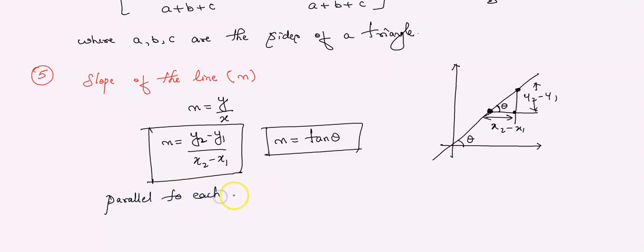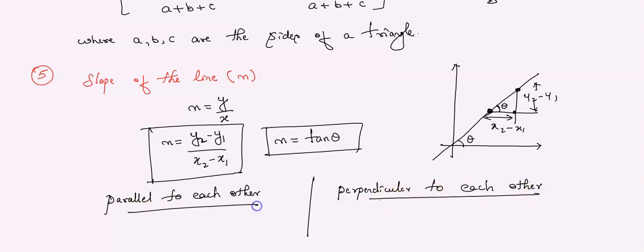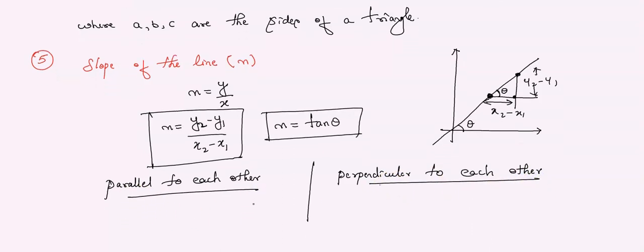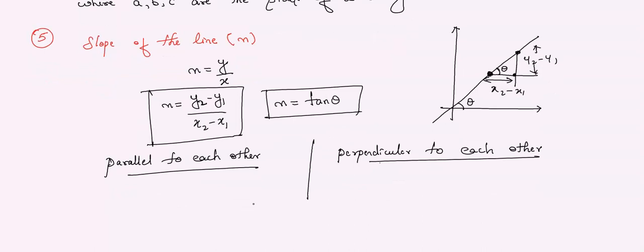Two lines are passing parallel to each other. First case, if two lines are passing perpendicular to each other. If you want to find the slope when the lines are moving parallel to each other, what is the condition? If the lines are moving perpendicular to each other, if you want to find the slope, what should be the condition?